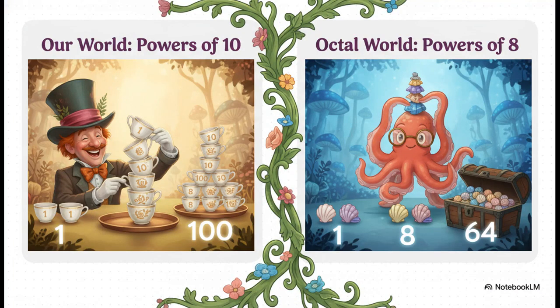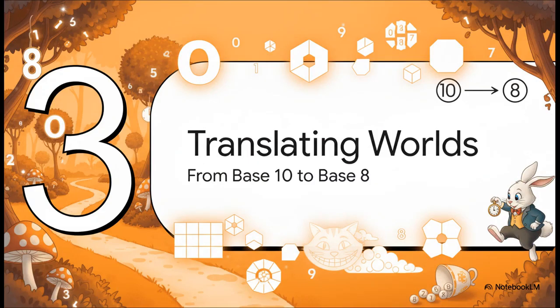Putting them side by side like this makes it super clear. Both systems are built on powers, but where our world revolves around the number 10, the octal world is all about the number 8. So the numerals might look the same sometimes, but the value they stand for is totally different. Okay, so we've got the rules of this new world down, but how do we actually move between them?